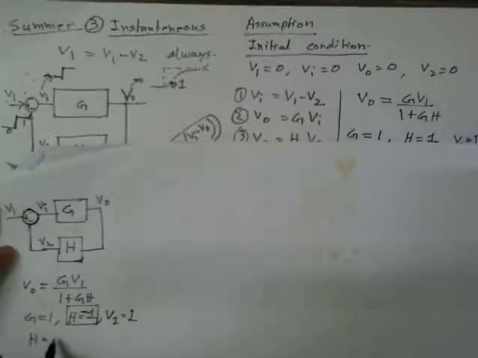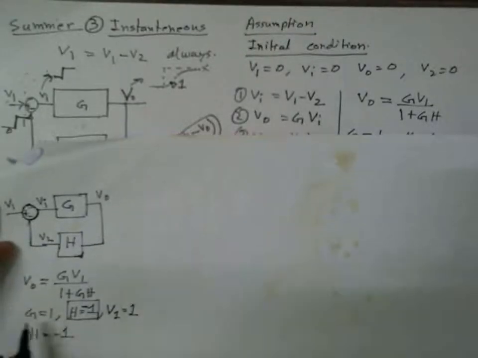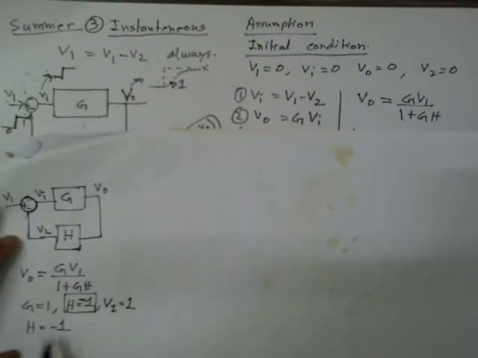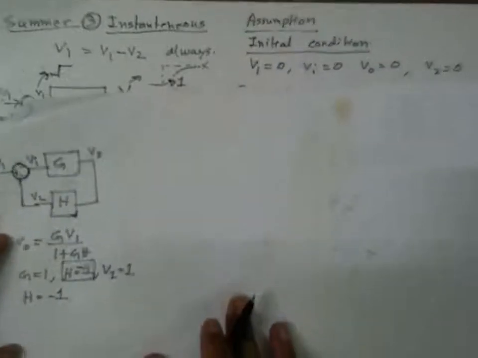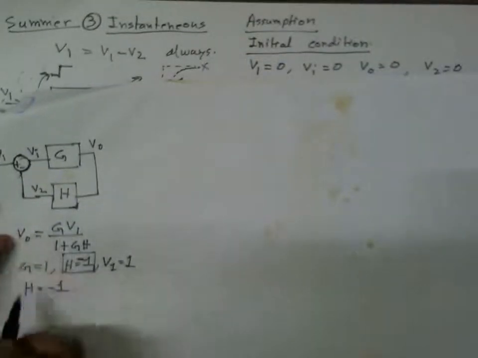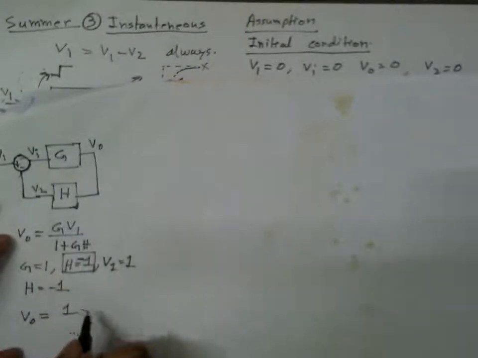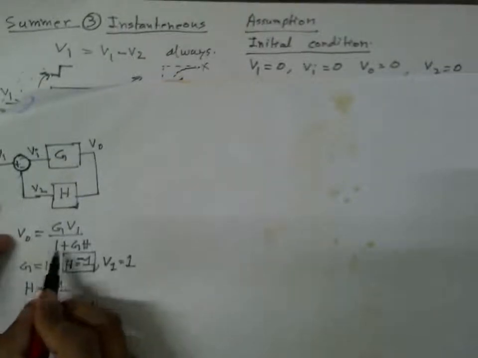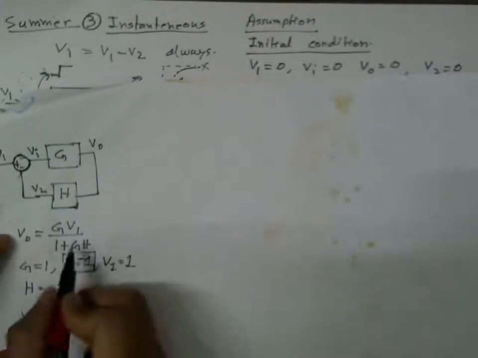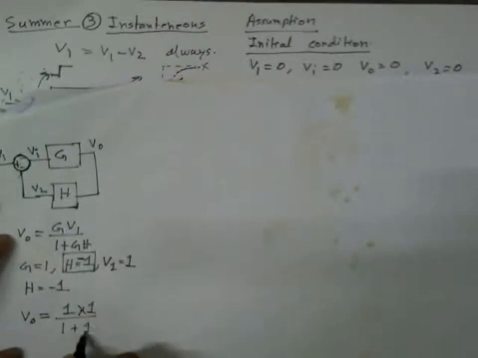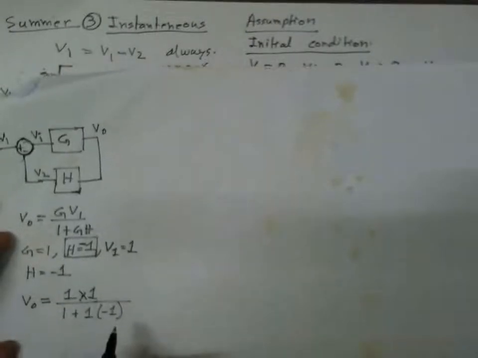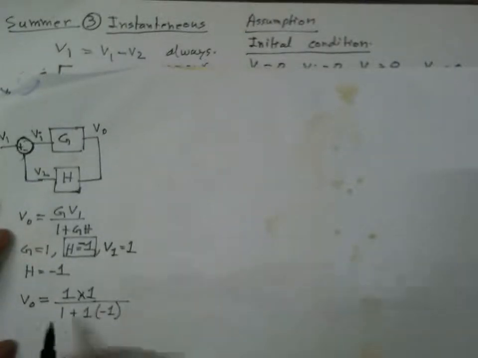Okay, so H is equal to minus 1. In the previous example, everything was 1. I'm changing this H to be equal to minus 1. So let me put the values. Then VO is equal to G, which is 1 times 1, divided by 1, and then plus 1 times minus 1. And then this is undefined. This is 1 by 0. This is undefined.